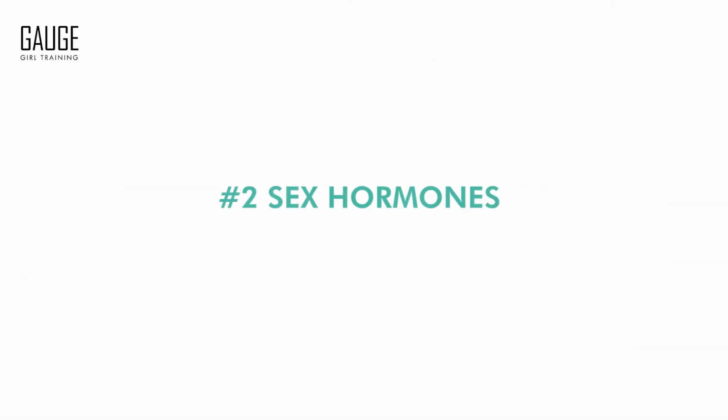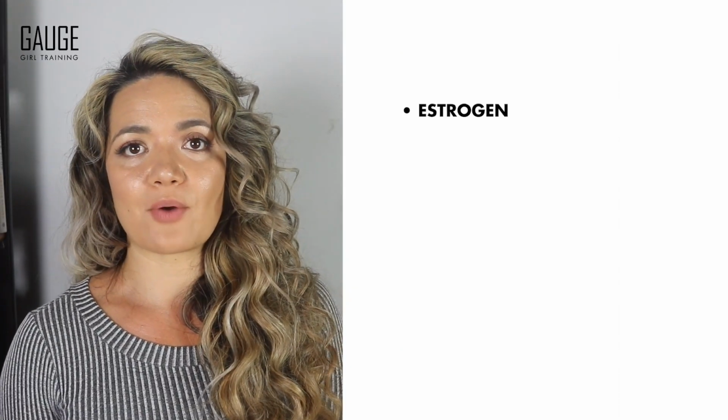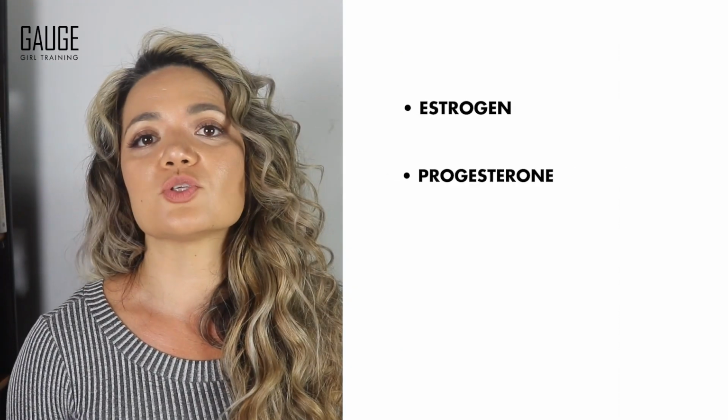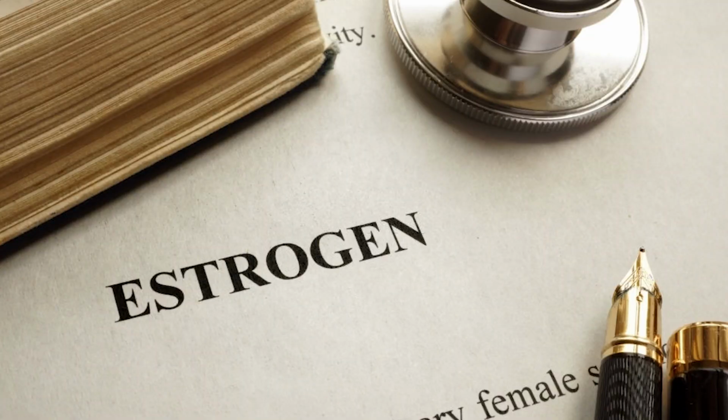The next thing you want to look at is the sex hormones, and all of this is explained in depth in chapter 4 of my book, Unlock Your Macrotype. So specifically, the sex hormones, we're talking about estrogen, we are talking about progesterone, we are talking about testosterone. Now specifically for women, I'm going to talk about the impacts of estrogen.